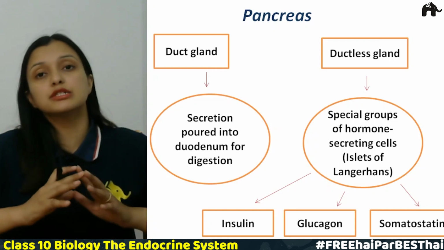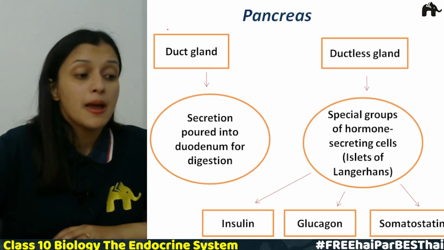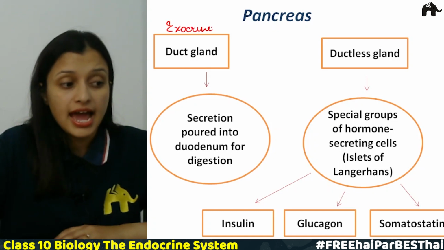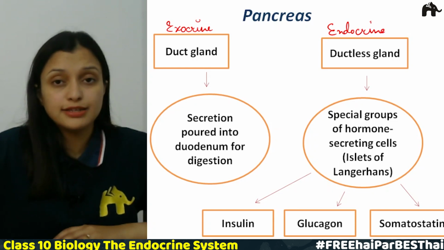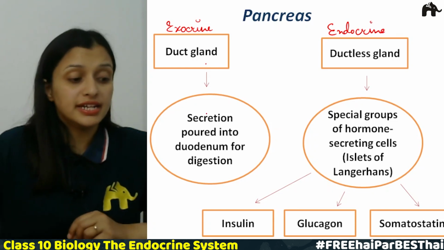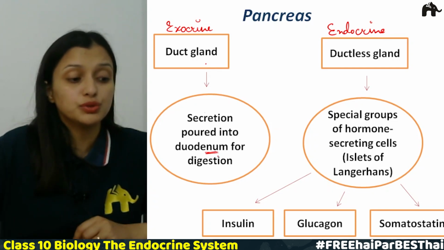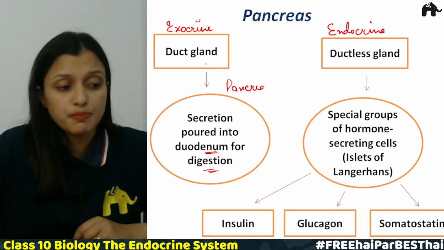The pancreas is both a duct gland and a ductless gland, which means both an exocrine gland and an endocrine gland. In case of the exocrine gland, it has ducts through which it pours its secretion into the duodenum for digestion. So what is this secretion? This is pancreatic juice.